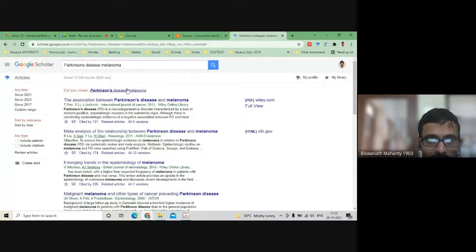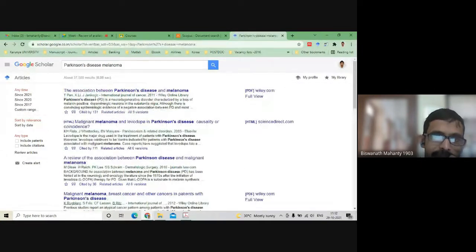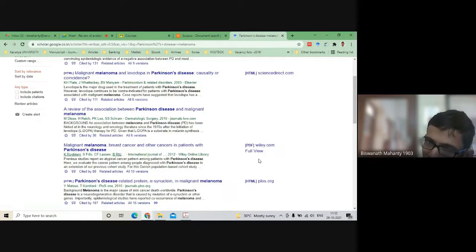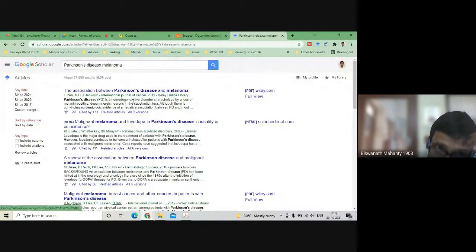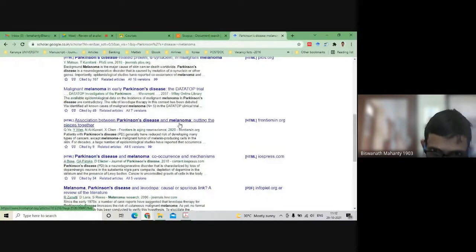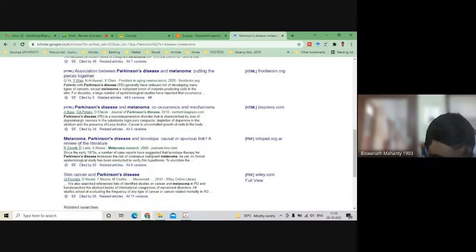So you see, Parkinson's disease and melanoma. I find one paper on the association between these two: malignant melanoma develops into Parkinson's disease, is it causal or coincidence? These are actually talking about the same thing. A review of the association between Parkinson's disease and malignant melanoma. From this very quick Google search, I'm already getting a few articles: malignant melanoma, early Parkinson's disease, association between Parkinson's disease and melanoma. So I find many, right?